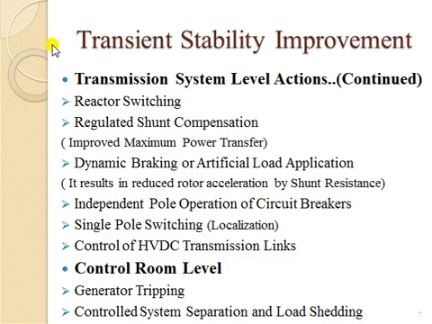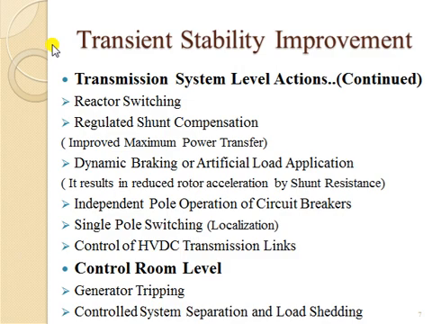Another technique is regulated shunt compensation. We already discussed it. It can improve the maximum power transfer. Dynamic braking, I already explained earlier. It results in reduced rotor acceleration by shunt resistance. So you are adding some kind of resistance in the system, which will add some additional power requirement, reducing the gap between mechanical and electrical power. So your accelerating power decreases.